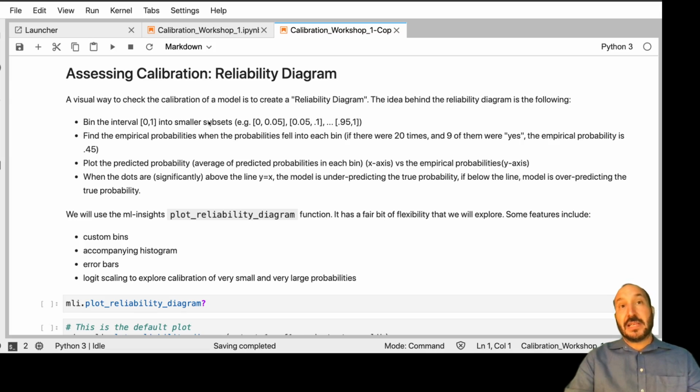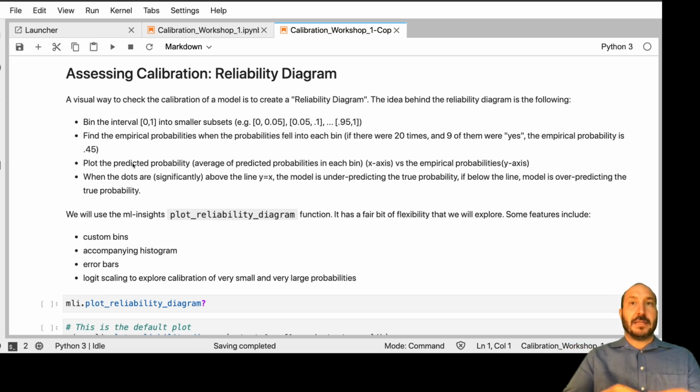So let's say I bin the interval into these 20 bins, and I find the empirical probabilities. I look on my test set, how many times did this occur, and what percentage of them are yes and no. So if there were 20 occurrences that fell into a bin, 9 of them were yes. That means that the empirical probability is 0.45. And then we're going to plot the predicted probability versus the empirical probability. So what we thought the probability was versus what the actual probability was on the cases that we saw.